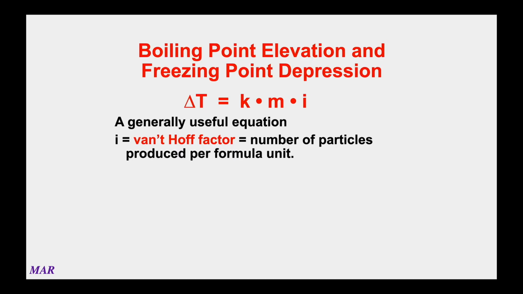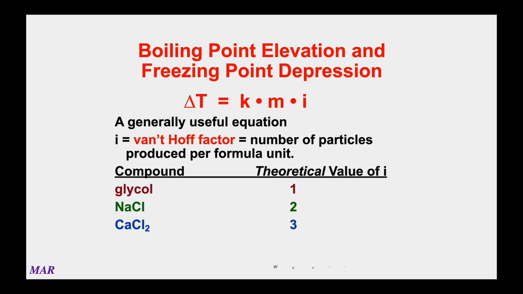A person named van 't Hoff, all right, van 't Hoff is how I think people say it, came up with a small addition to the freezing point and boiling point equations. Instead of being just delta T equals K times m, you can add on delta T equals K times m times i. And i is called the van 't Hoff factor. The van 't Hoff factor just represents the number of particles produced per mole, or officially the number of particles produced per formula unit. Ionic compounds are usually represented as formula units.